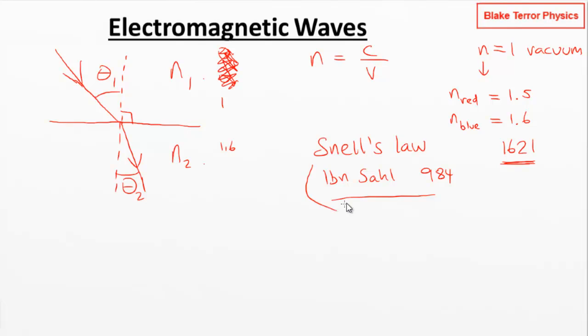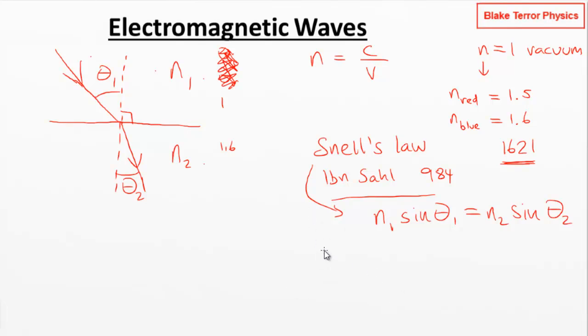So old Snellius, he came along, observations. So he had this n1 sine theta 1 is equal to n2 sine theta 2. This is giving us the relationship between refractive index and the angle from the normal on either side of a boundary. So that's a formula that we're going to use an enormous amount for calculations. We can also derive that, which I'm going to do in a separate video, using Fermat's principle of least time.